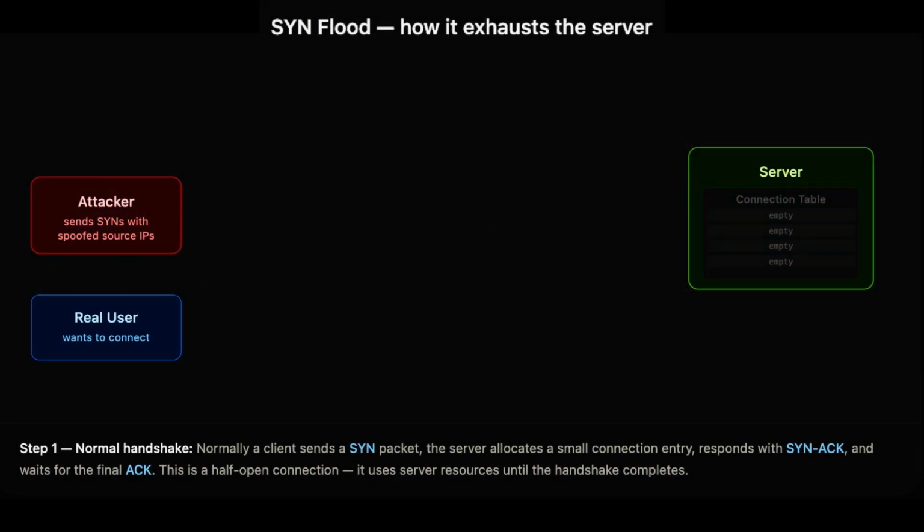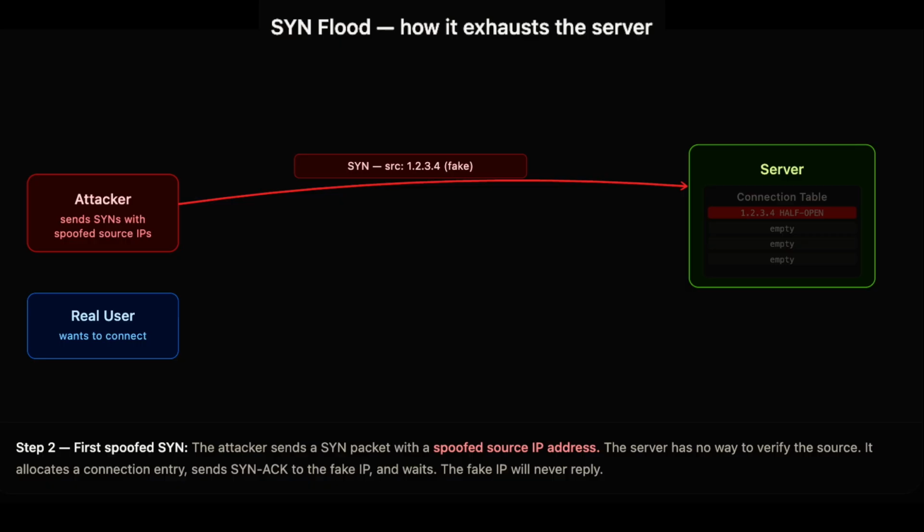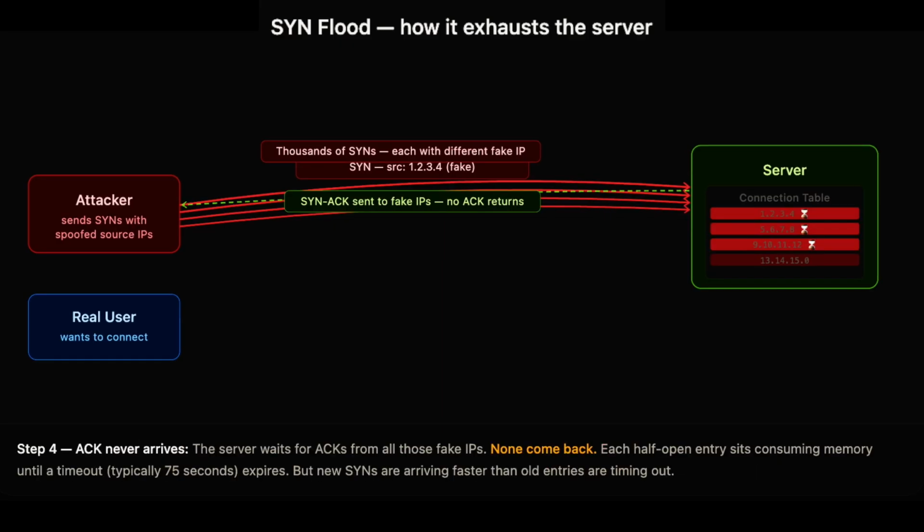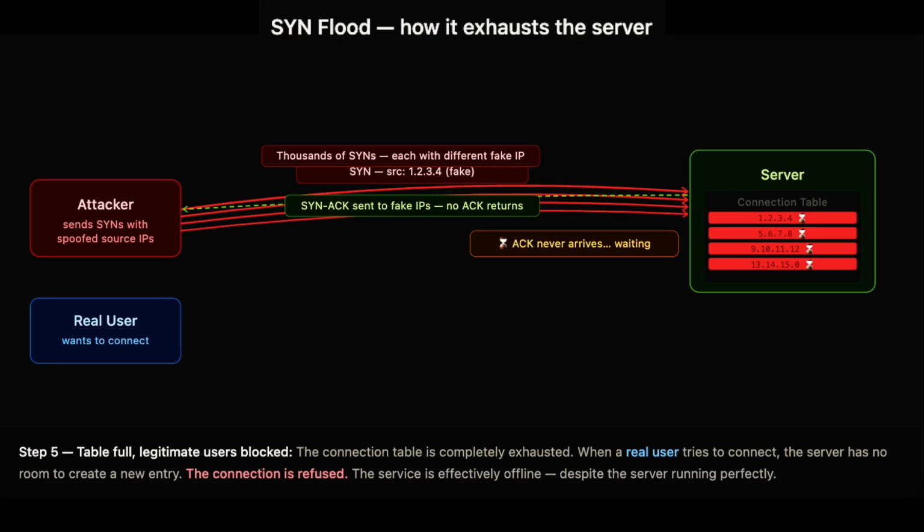In a SYN Flood attack, the attacker floods the server with thousands of SYN packets, each with a different spoofed source IP address. The server dutifully responds to each one with a SYN ACK and creates a half-open connection entry. Because the source IPs are fake, the final acknowledgement never arrives. The server waits, holding each entry open until a timeout.